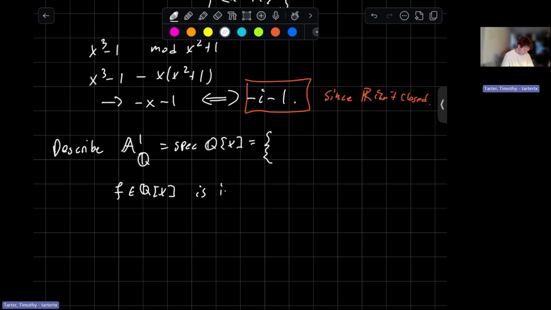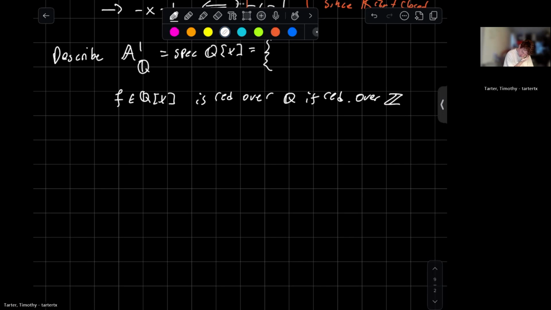is irreducible. No, was it that it was reducible over Q? It was reducible over Q if reducible over Z. And is that an if and only if? If it is, then we get irreducible over Z implies irreducible over Q.